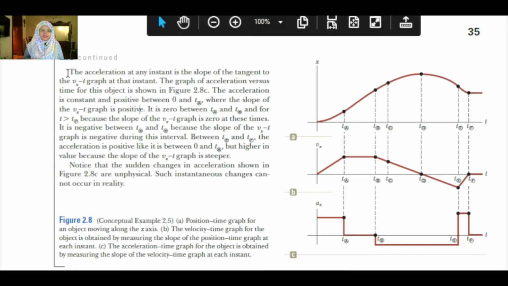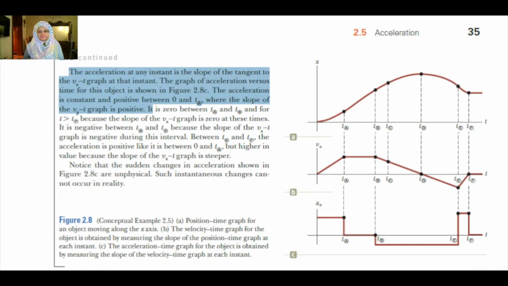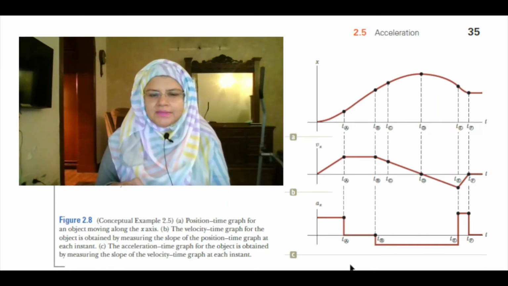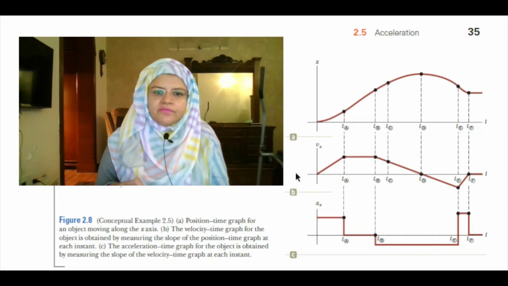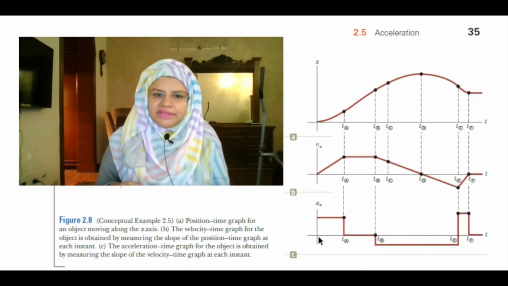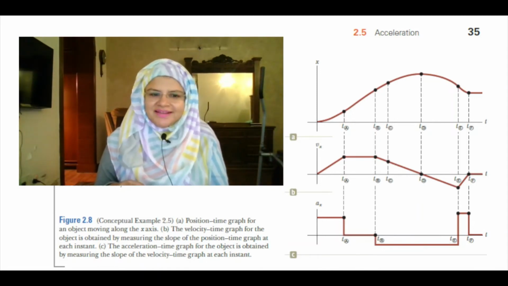The acceleration at any instant is the slope of the tangent to the vxt graph at that instant. The graph of acceleration versus time for this object is shown in figure 2.8c. The acceleration is constant and positive between 0 and ta, where the slope of the vxt graph is positive. In figure 2.8b, the velocity time graph, we observe that the slope is constant and positive. Therefore, figure 2.8c, which is the acceleration time graph, shows a positive and constant value of acceleration.